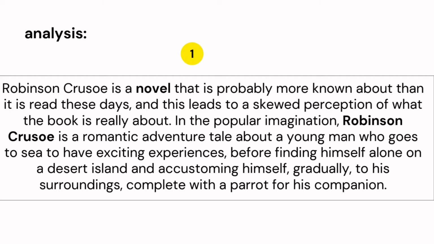In the popular imagination, Robinson Crusoe is a romantic adventure tale about a young man who goes to sea to have exciting experiences, before finding himself alone on a desert island and accustoming himself, gradually, to his surroundings, complete with a parrot for his companion.